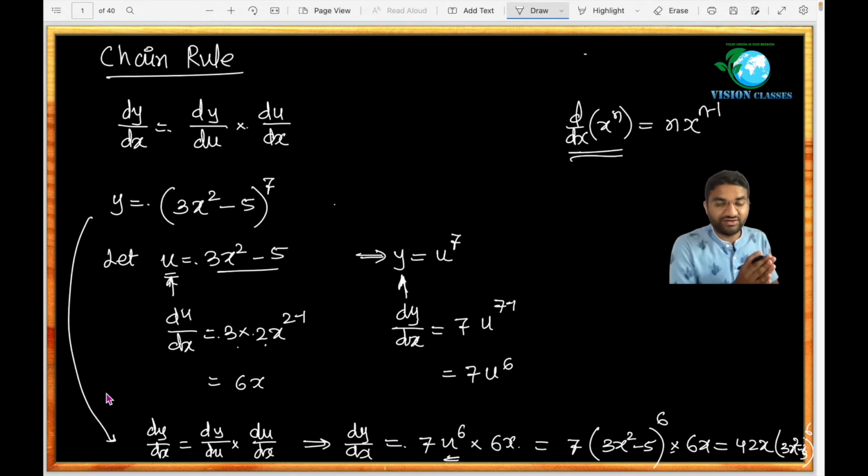So this means you have to apply it. Then next you have to take du by dx and dy by du and combine them, getting it? We'll understand through a few more examples, fine?